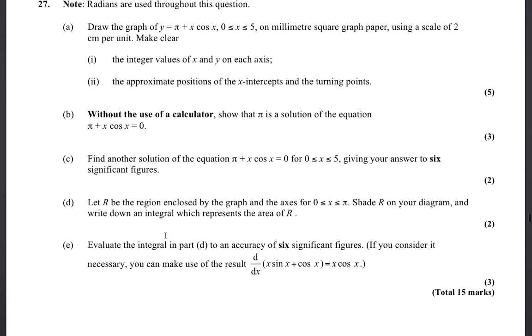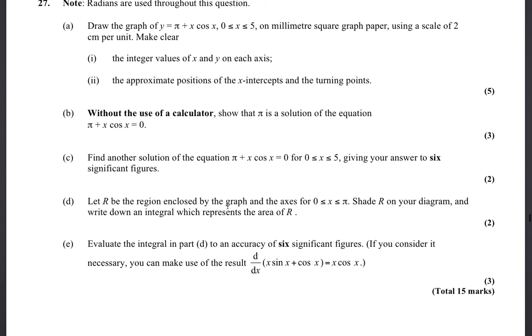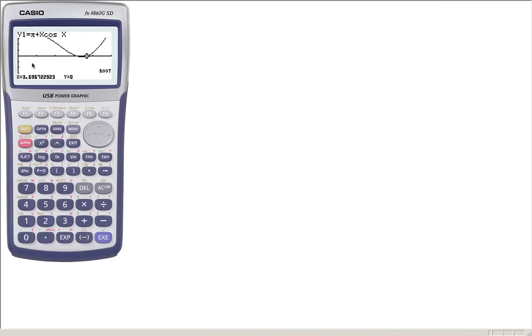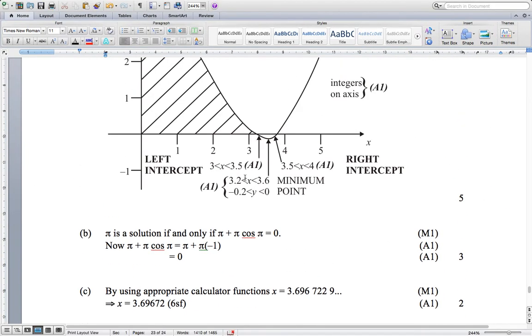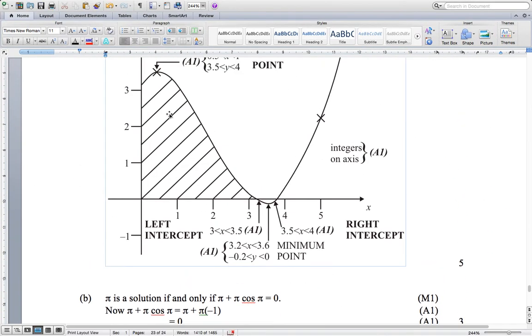And next one, let R be the region enclosed by the graph and the axis for x between 0 to pi. Okay, so we're talking about this area. Shade the area. So this is how it looks here. This part is shaded.